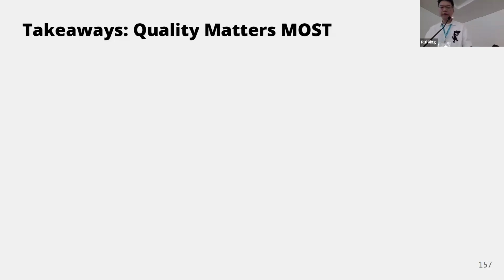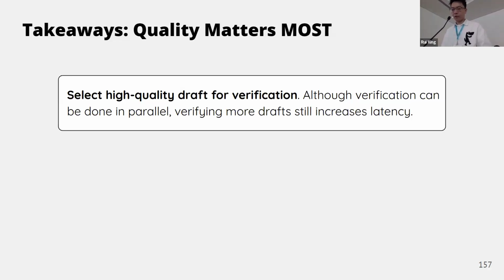Okay, so here come our takeaways. We should always keep in mind that in speculative decoding, in this kind of acceleration paradigm, we should consider both metrics, the speedups and the output quality, right? Like we previously mentioned, we should select high quality drafts for verification. Although the verification process can be done in parallel, we should utilize more high quality draft tokens in a fixed verification length so that we can achieve a better accuracy-latency trade-off.